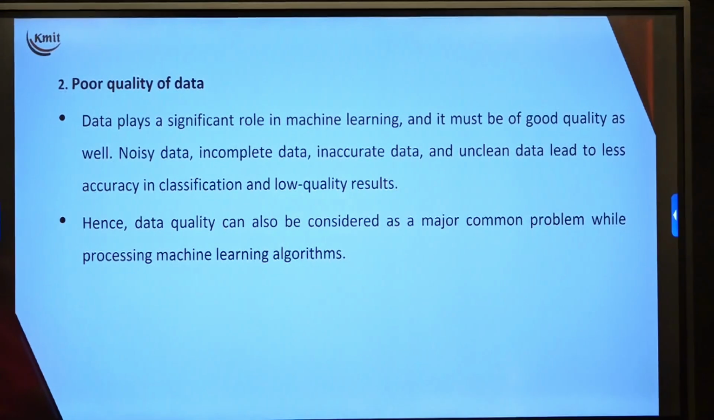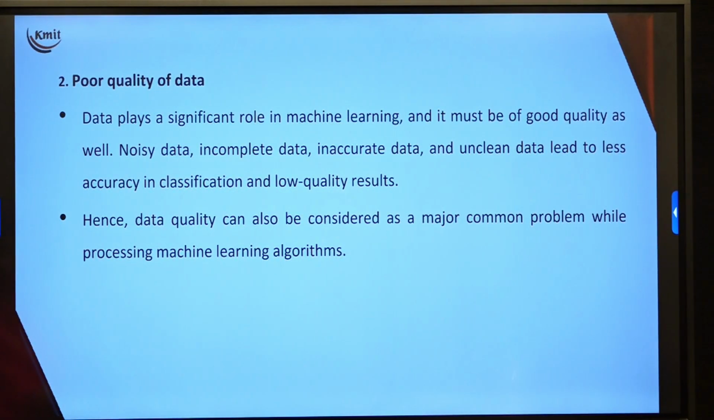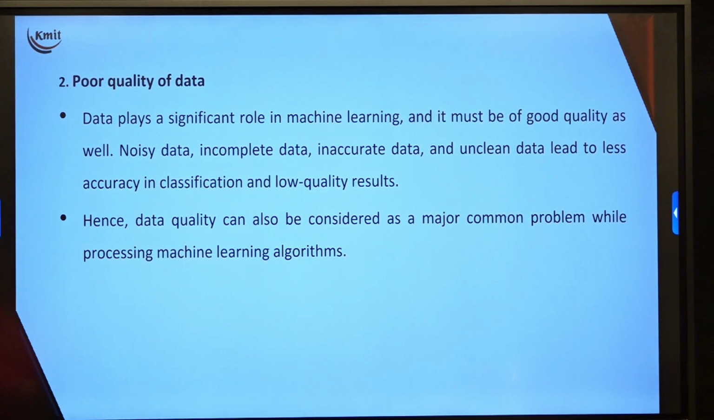The second thing is poor quality of data. As seen, data plays a significant role in machine learning, but it must be of good quality as well. Noisy, incomplete, inaccurate, unclean data leads to low quality results. This is another major problem of machine learning. Not just the quantity, but the quality of the data also has to be considered.